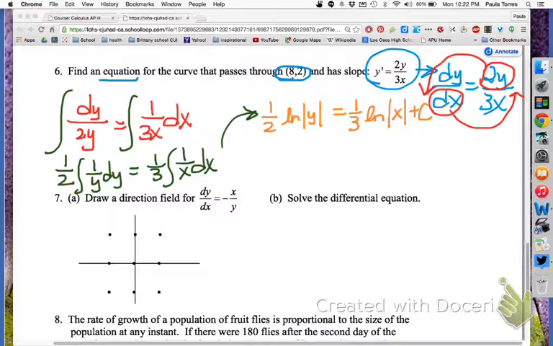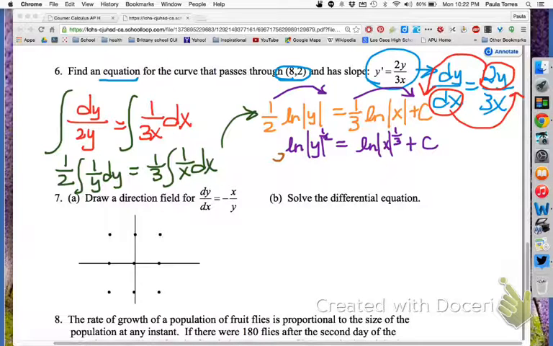And so if I would like to try and get y by itself on this one, I notice that I have these coefficients that, of course, I can put back up. So I'll have natural log of y to the 1/2 and natural log of x to the 1/3. And then, in order to get the natural logs to disappear, I'm going to need a superhero.